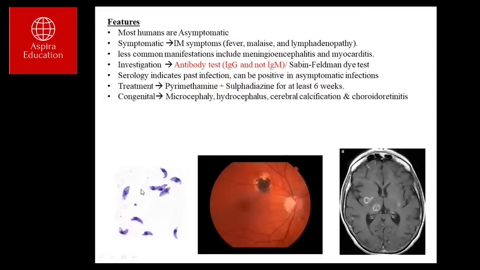These are the tissue trophozoites, which can be seen in the tissue. This is a chorioretinitis where you can see the pigmented lesion in the retina.